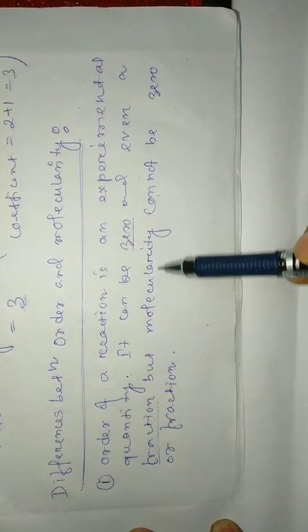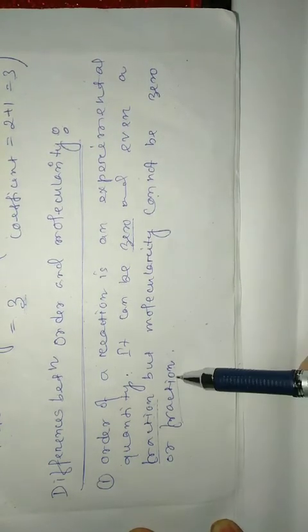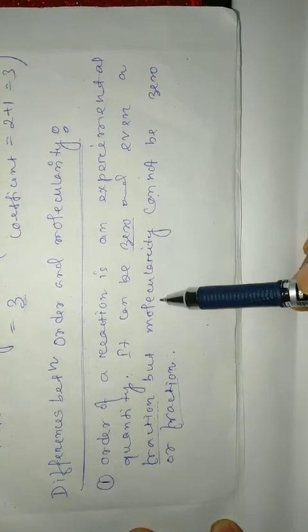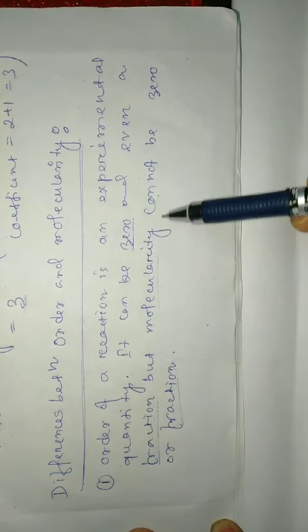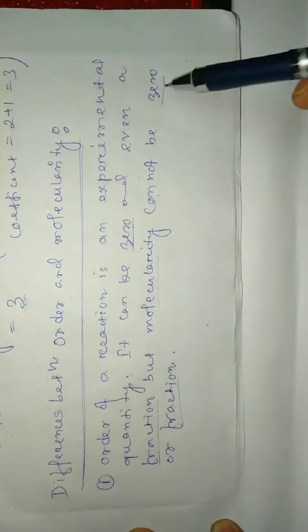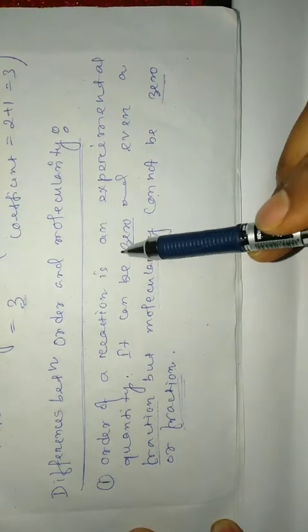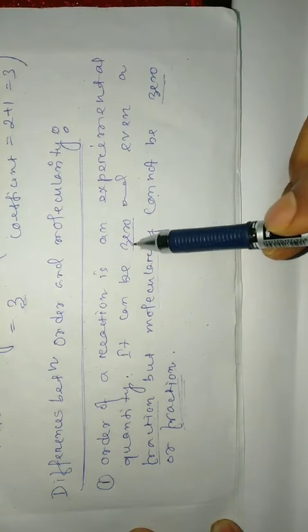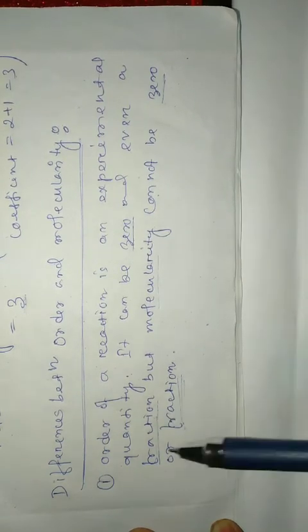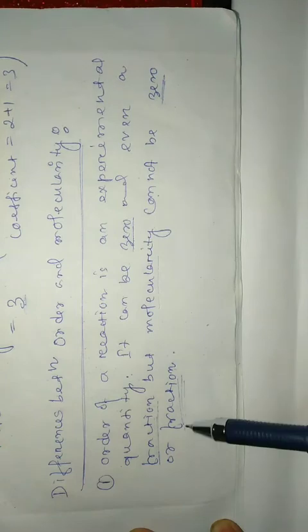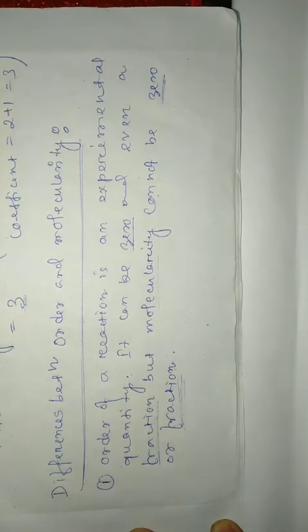लेकिन बट मोलिकुलरिटी कैन नॉट बी 0 और फ्रैक्शन. मोलिकुलरिटी टू होल नंबर होगा, लेकिन मोलिकुलरिटी कभी भी 0 और फ्रैक्शन नहीं हो सकता है. लेकिन फॉर ए रिएक्शन ऑर्डर 0 और फ्रैक्शन हो सकता है, लेकिन मोलिकुलरिटी 0 और फ्रैक्शन नहीं हो सकता है.